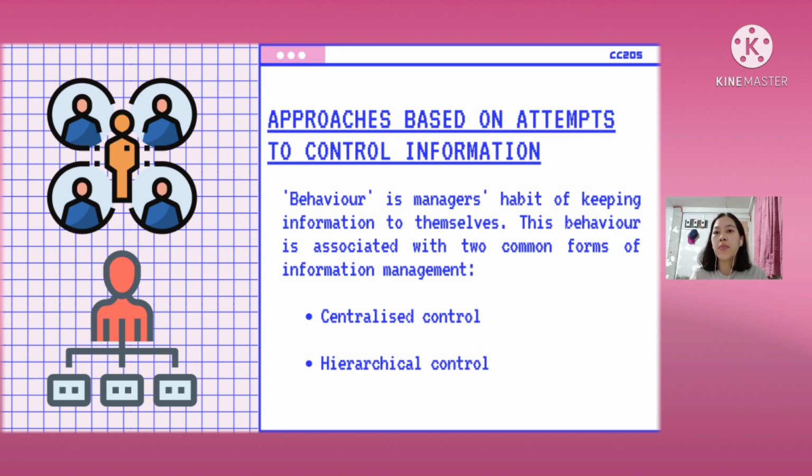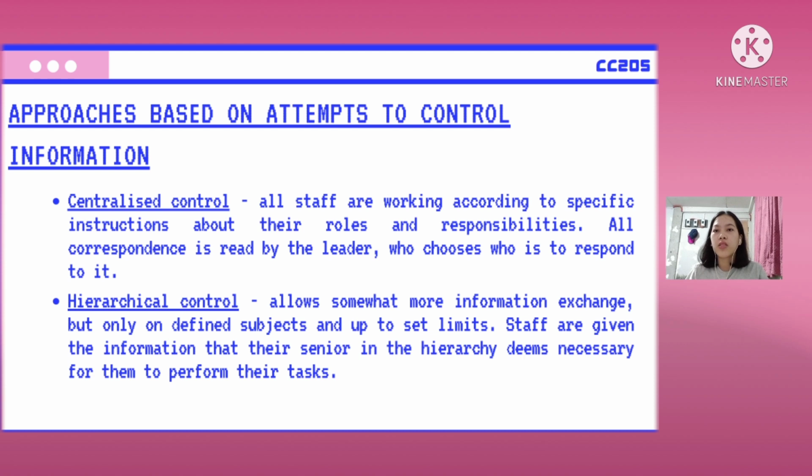Approaches based on attempts to control information. Behavior is managers' habit of keeping information to themselves. This behavior is associated with two common forms of information management, that of completely centralized control and hierarchical control. Centralized control: all staff are working according to specific instructions about their roles and responsibilities. No external commitments are made without the authorization of the leader. All correspondence is read by the leader, who chooses who is to respond to it.